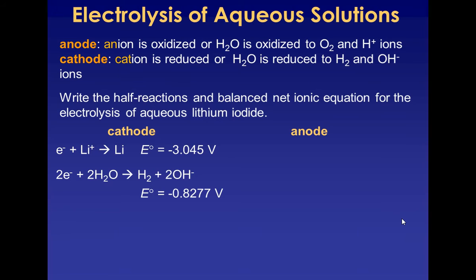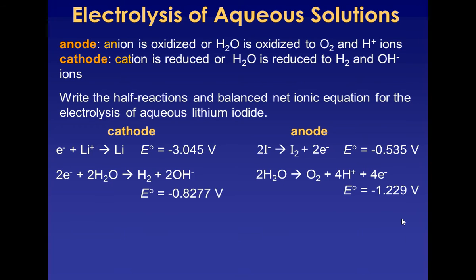When I look at my anode half reactions, I'm going to be looking to see, is iodide capable of being oxidized? To be oxidized, I would need to flip that reaction on your chart, and it has a negative cell potential of 0.4535 volts. And then I'm going to take the half reaction for water undergoing oxidation and flip it, and I see that it has a much more negative cell potential, negative 1.229 volts.